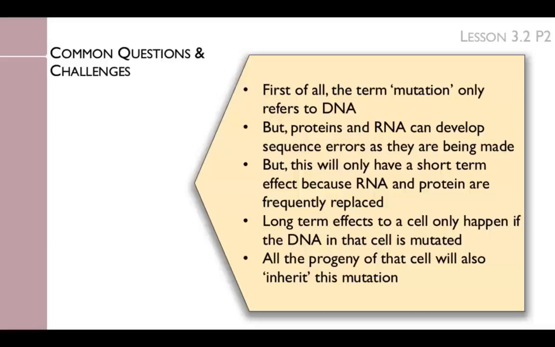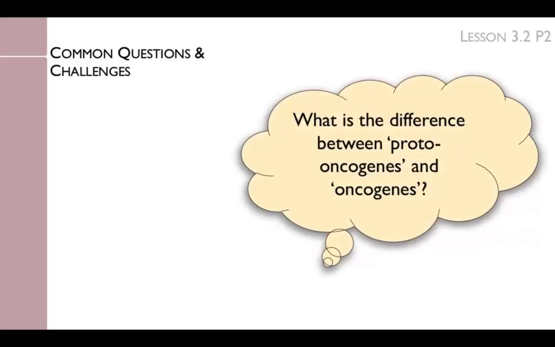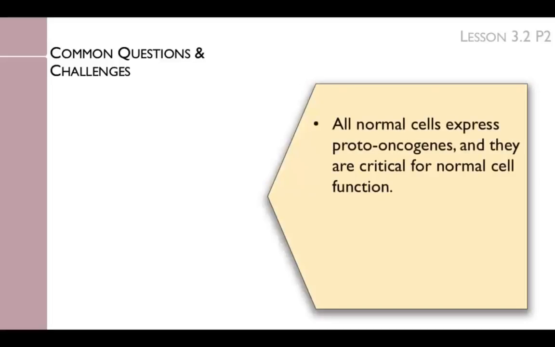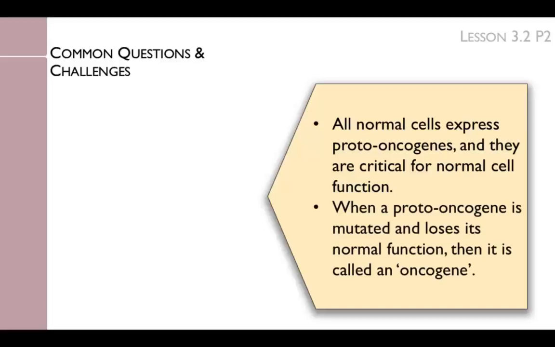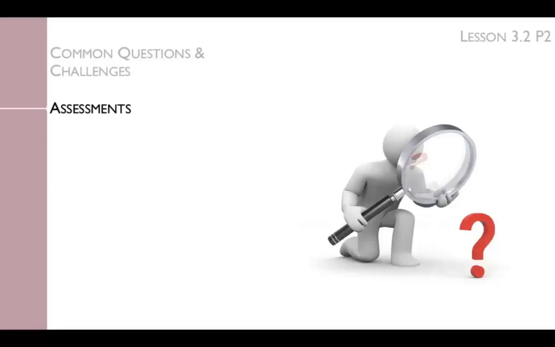Another question students ask is, what is the difference between proto-oncogenes and oncogenes? All normal cells express proto-oncogenes, and they are critical for normal cell function. When a proto-oncogene is mutated and loses its normal function, then it is called an oncogene. At the end of the lesson, collect student worksheets to assess whether students can describe how mutations in proto-oncogenes and tumor suppressors lead to cancer.